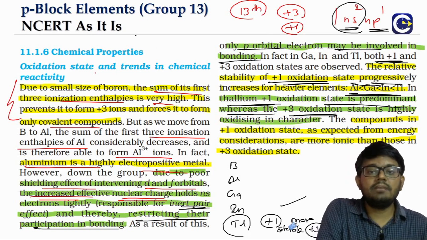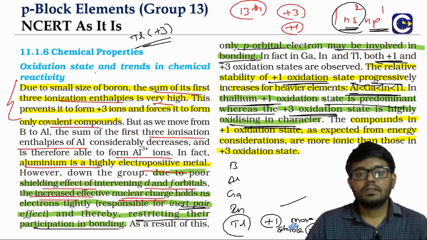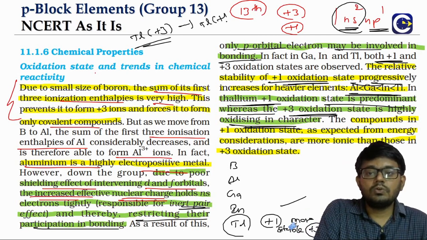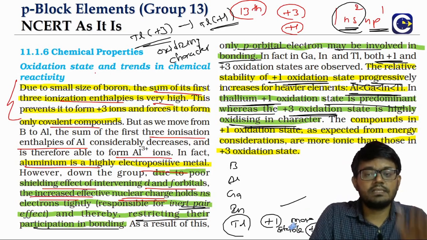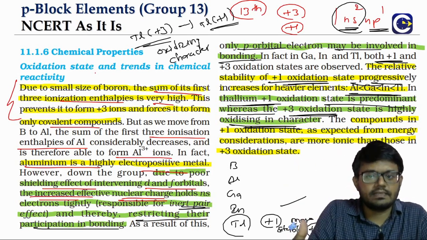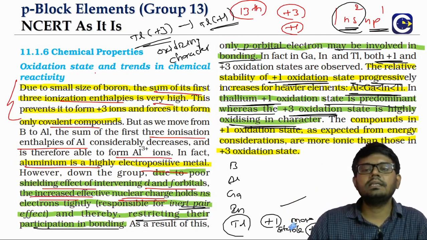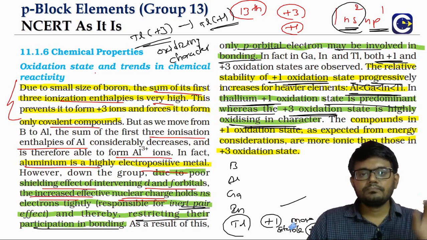Whereas if you have thallium in the +3 oxidation state, that will be highly oxidizing in terms of characteristics, which means what? It will get reduced to +1, thereby it will show what? Oxidizing characteristics. Because when the +3 itself is getting reduced, it will be able to show oxidizing characteristics, which means it will be able to act as an oxidizing agent. So these are the different oxidation states and the trend.